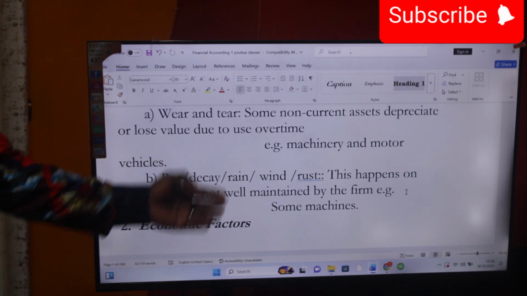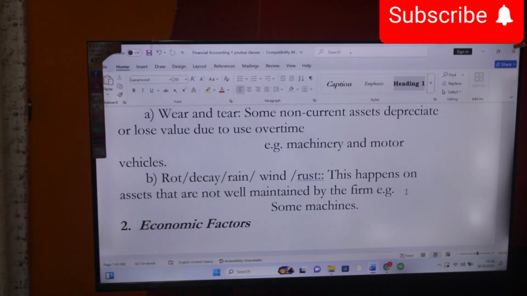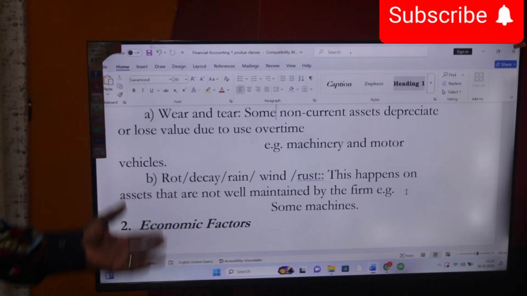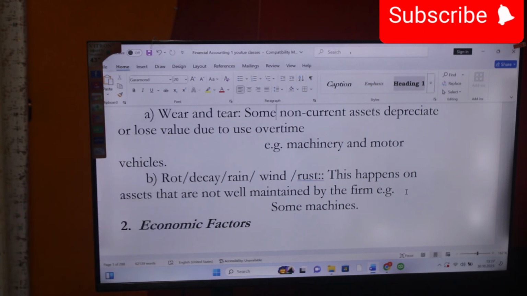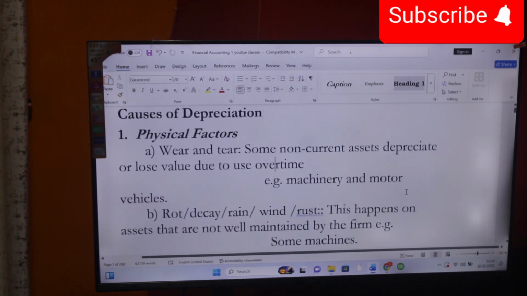Some of the assets may even lose value because of the wind. You know the kind of storms we are having of late, and you find some of the iron sheets have been blown off. So we are basically saying rot, decay, rain, wind, or rust. This happens when assets are not well maintained or taken care of by the farm. Those two are the physical factors.